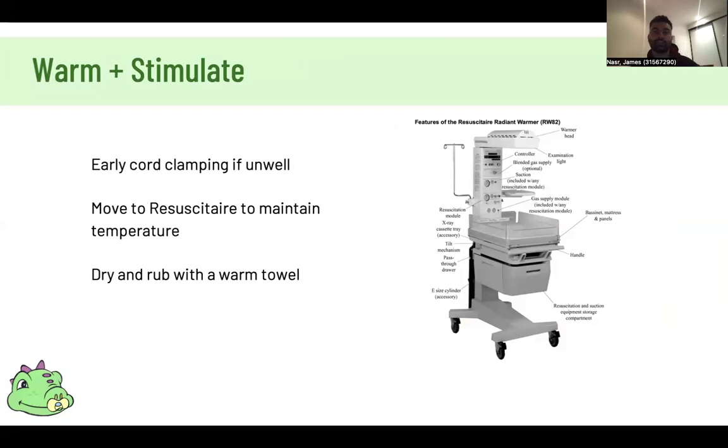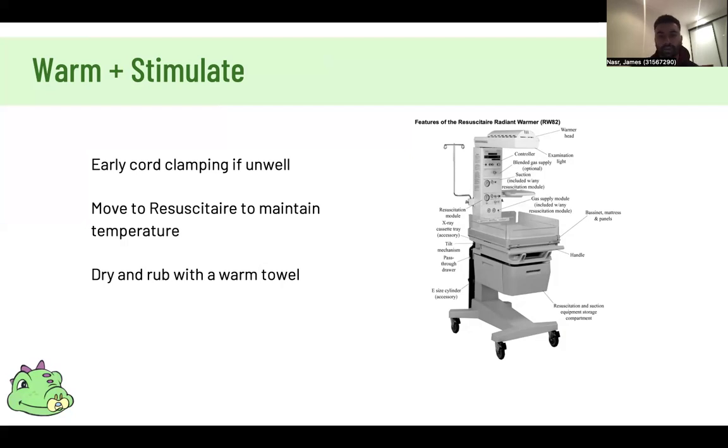The first thing to do in a neonatal resus setting is to warm and stimulate the baby. So don't delay cord clamping if you think the baby's unwell. Don't wait 1 or 2 minutes or whatever the guidelines are, but cut the cord straight away and move them to the resuscitator. The idea of that is to try and maintain temperature. So it's essentially just a warm cot. I've put a labeled picture of it on the right.